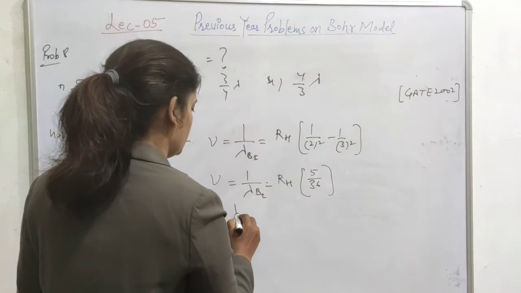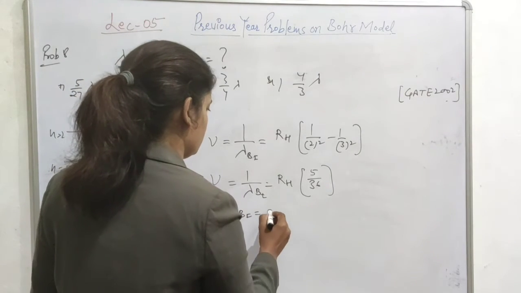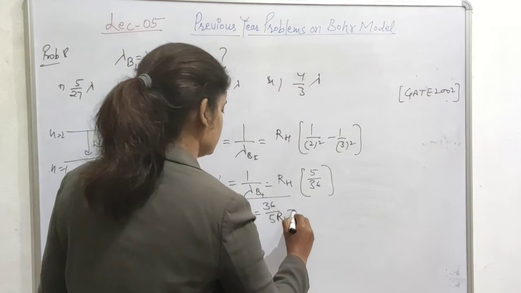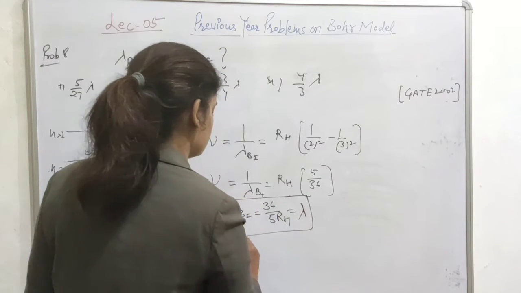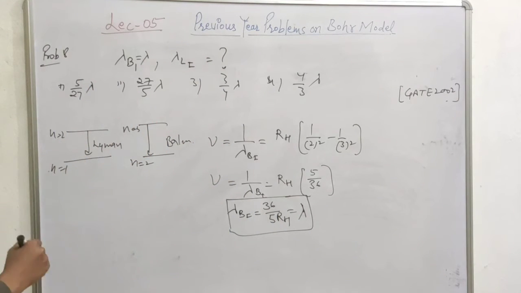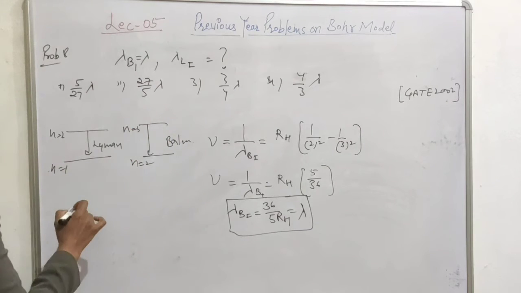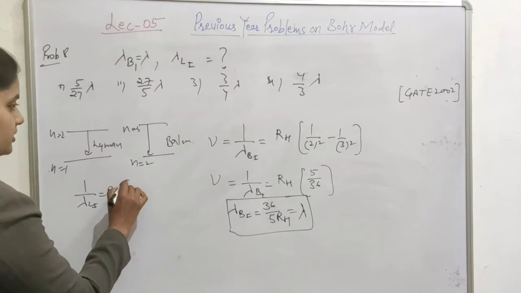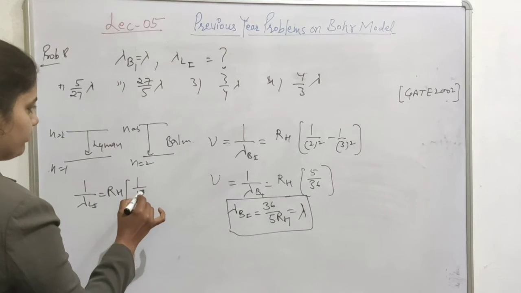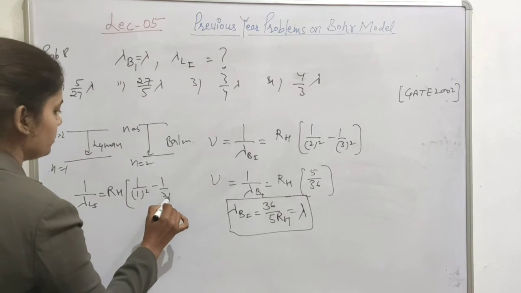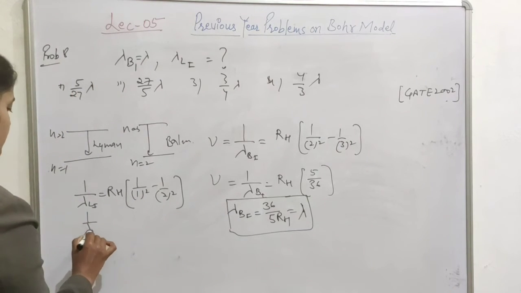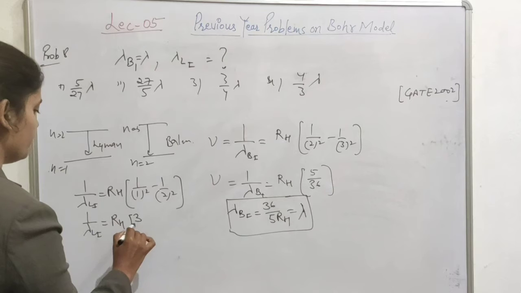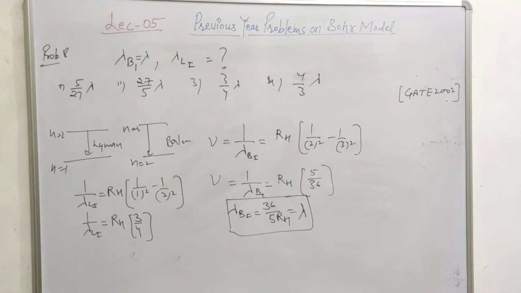So what will be the value of lambda? It is 36 over 5 RH, and this is given as lambda. Now you have to calculate for the Lyman series. For the Lyman first line, 1 over lambda Lyman first is RH times 1 over 1 squared minus 1 over 2 squared. This will be 1 over lambda Lyman first is RH times 3 by 4, that is, 3 by 4 RH.